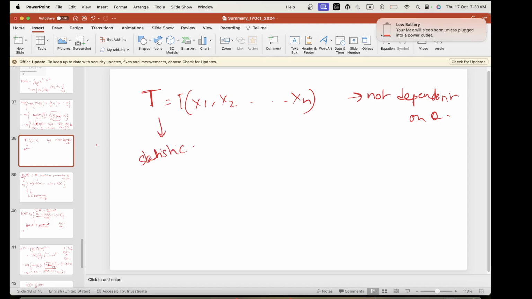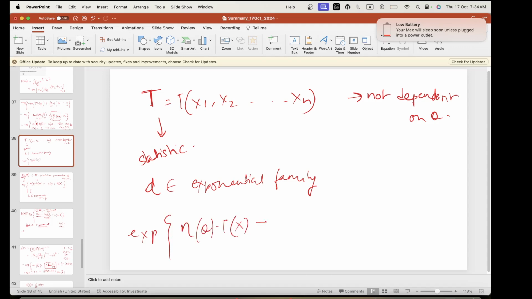Now if a distribution belongs to the exponential family, and we can write it in this form, exponential of eta(theta) t(x) plus c(theta) plus d(x), then t(x) is usually the sufficient statistic for eta(theta).